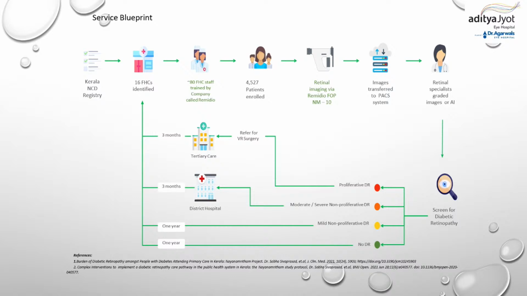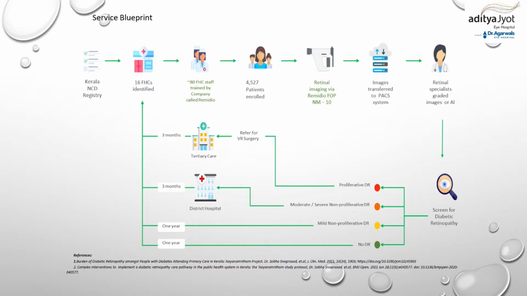4,527 patients were enrolled, and retinal imaging was sent to Remidio, and the same thing can be transferred to the center. And you can see the patient was screened for proliferative diabetic retinopathy, and if there was no diabetic retinopathy, follow up was 1 year later, so they don't have to go to the ophthalmologist. Mild also 1 year, and then only if they have moderate to severe non-proliferative disease, they went for treatment like laser or injection at the district hospital.